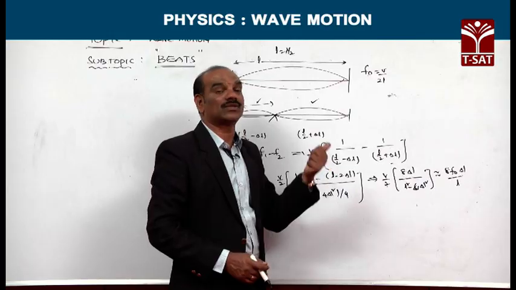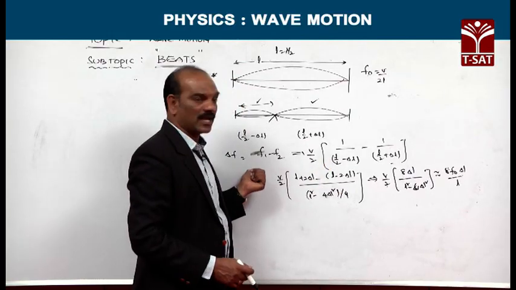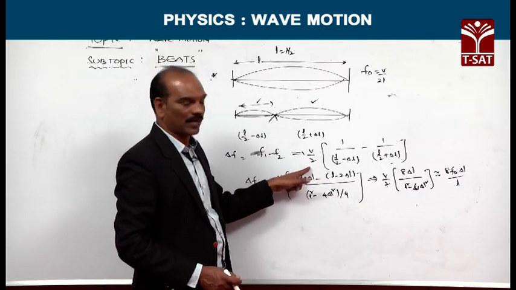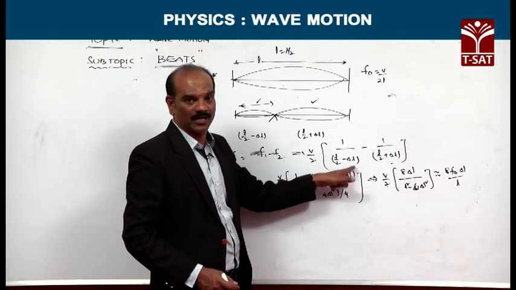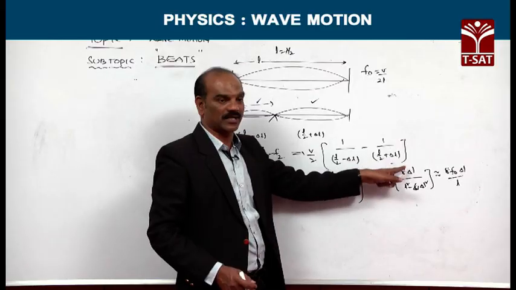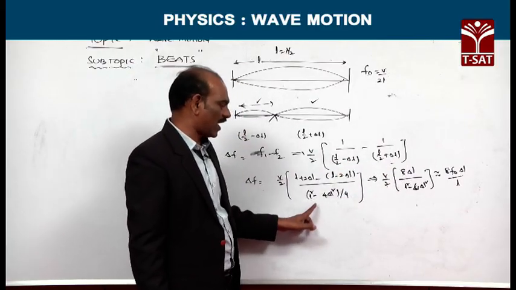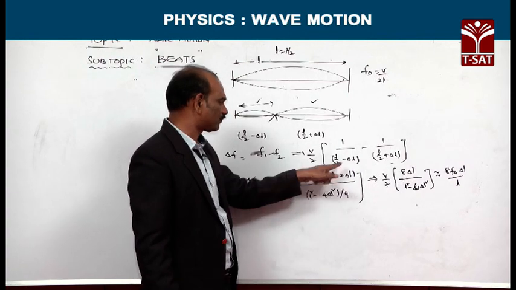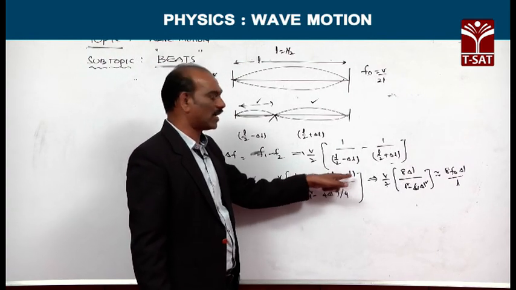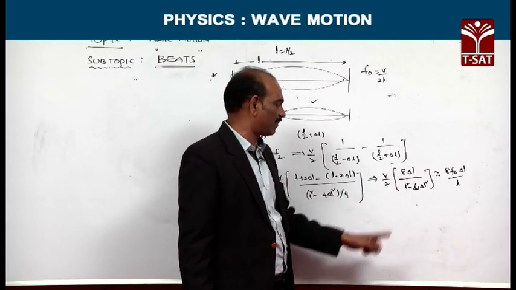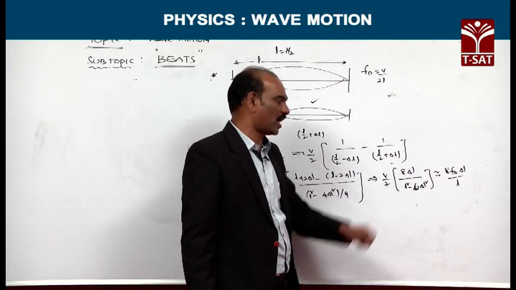Now, we want to find the beat frequency. Therefore, delta F is equivalent to F1 minus F2, which is equivalent to V by 2 times 1 over L by 2 minus delta L minus 1 over L by 2 plus delta L. After simplification, taking the LCM of these two, L square minus 4 delta L square by 4. L plus 2 delta L minus L minus 2 delta L. On simplification, V by 2 times 8 delta L by L square minus 4 delta L square.